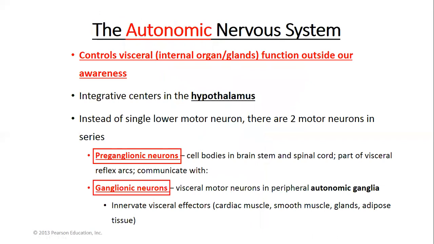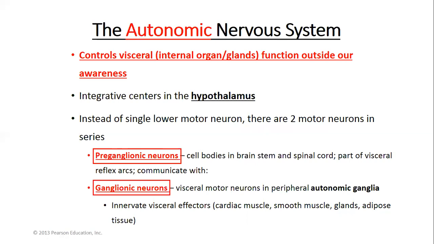The autonomic nervous system, again, these are the two divisions of the motor division of the peripheral nervous system. The somatic nervous system innervates skeletal muscle and skeletal muscle only. And then the autonomic nervous system innervates everything else, so internal organs and glands. Basically, they function outside of our awareness. For example, the autonomic nervous system can change heart rate. You don't ever have to think about changing your heart rate, right?